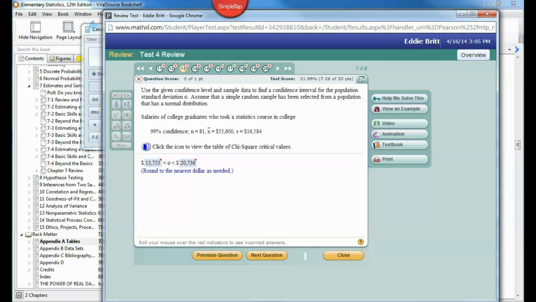Number 13, here's the confidence level of this problem. Here's x bar, so that is a sample mean, and here is s, the sample standard deviation. So that's $16,584. Okay.